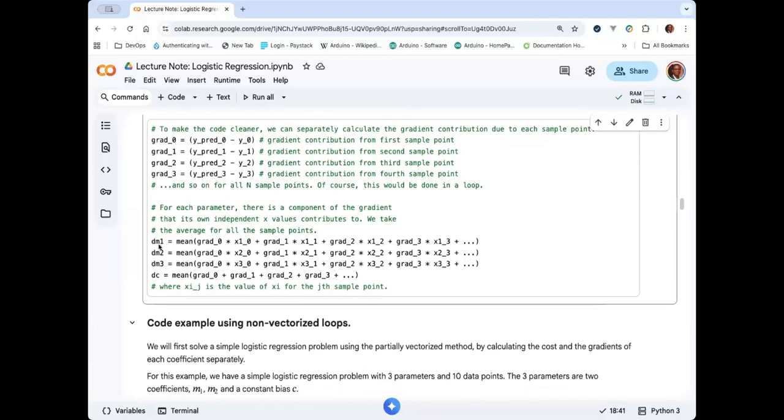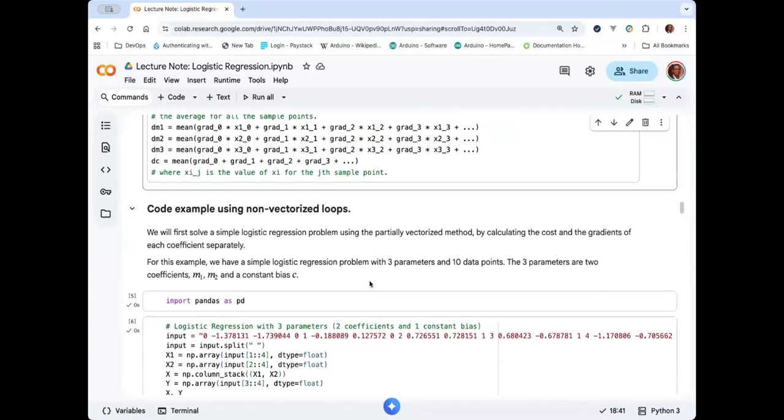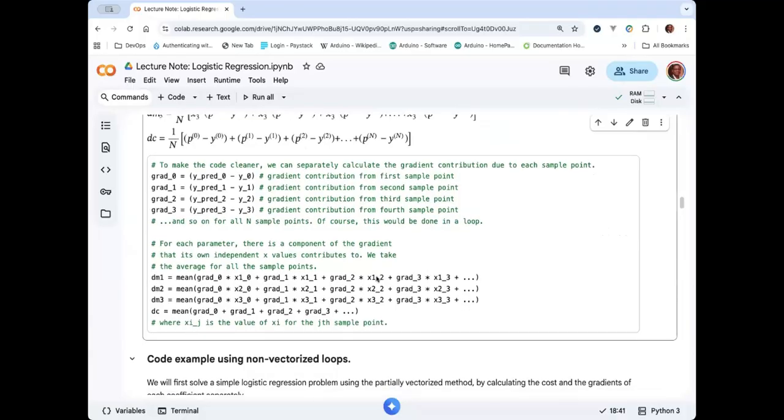And then you can now take each of those gradients and combine with the corresponding x's, and you sum for the DM1: grad 0 times x1 for the data point 0, plus grad 1 times x1 for data point 1, and so on all the way to the nth data point. Same thing with DM2, it will now be x2 for each of those data points. And then for DM3 to be x3 for each of those data points. And for C, it will just be grad 0 plus grad 1 for all of the data points, right? That's it.